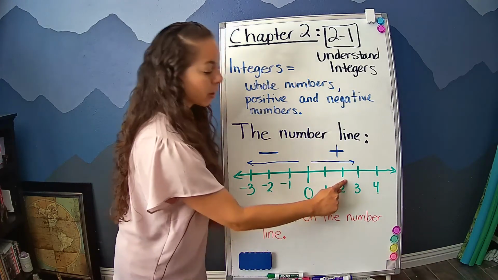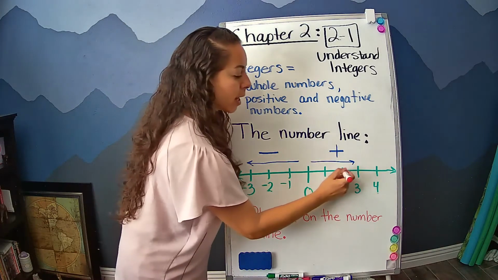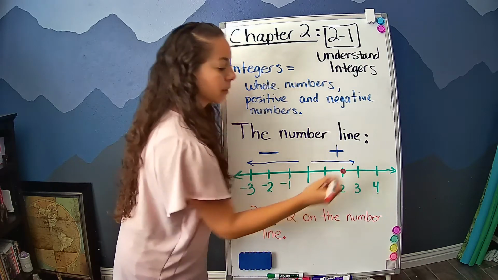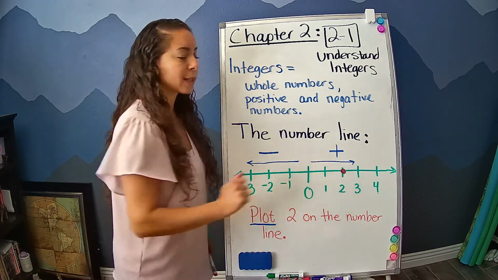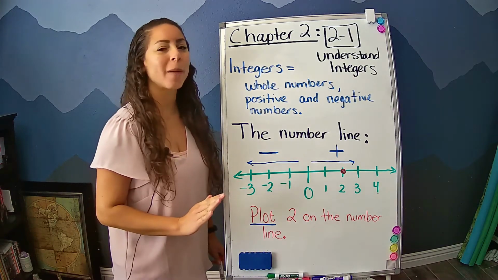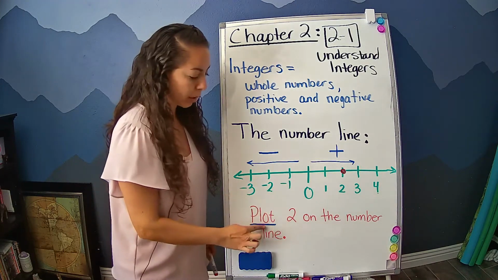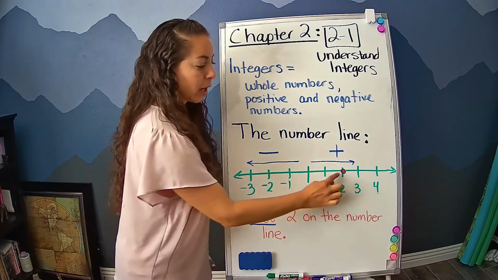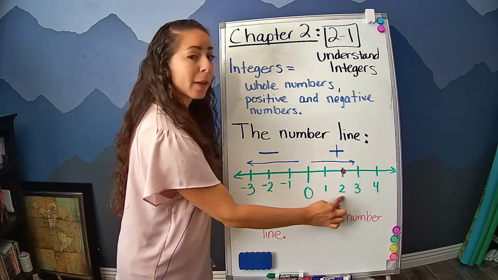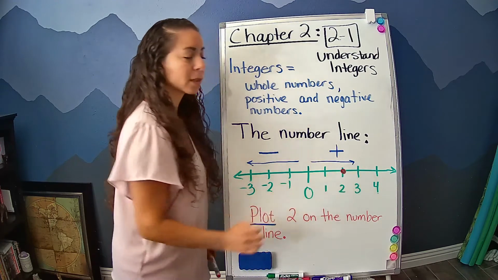Find positive 2 on the number line, and then you're going to draw a nice, good, visible dot. I have plotted a point. That's all it means, you guys. It's nothing more complicated than that, okay? You plot a point. Plot 2 on the number line. I have plotted the point by finding the positive 2 and putting a nice big dot on there.